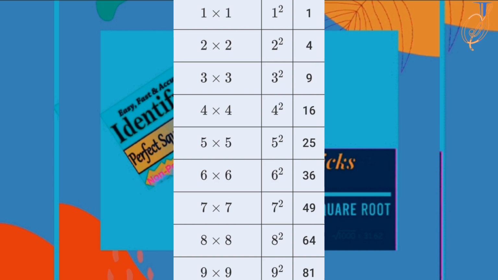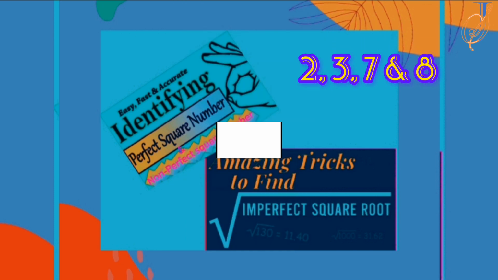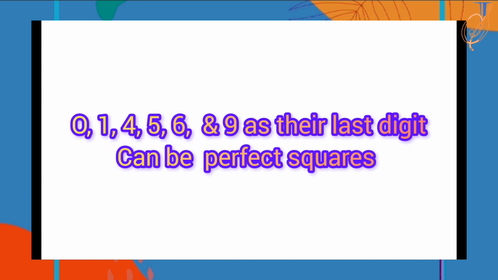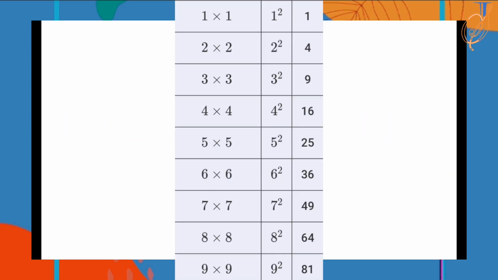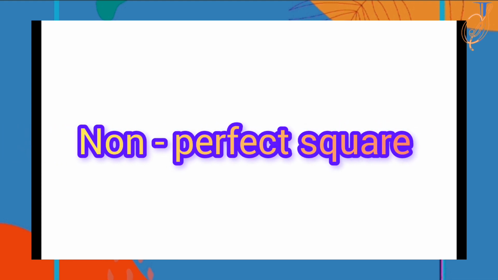In the table, we see that the ones place has the digits 0, 1, 4, 5, 6 and 9. It never appears at the ones place as 2, 3, 7 and 8. So, we can deduce that numbers with 0, 1, 4, 5, 6 and 9 as their last digit can be perfect squares. If the last digit is 2, 3, 7 and 8, the given number is a non-perfect square.